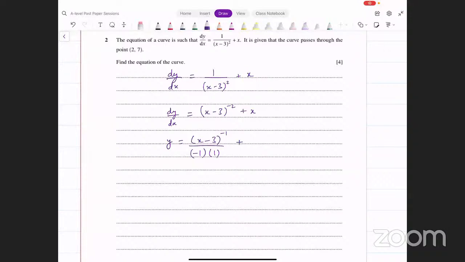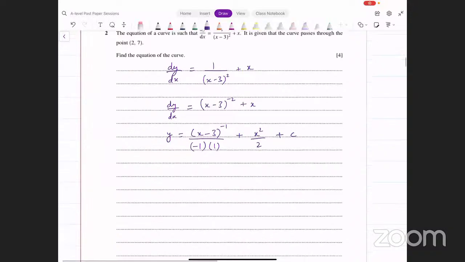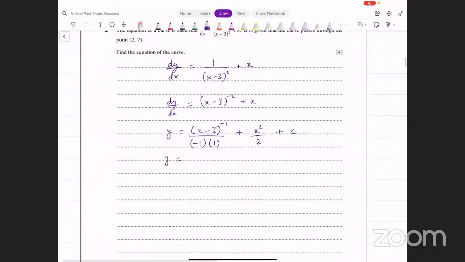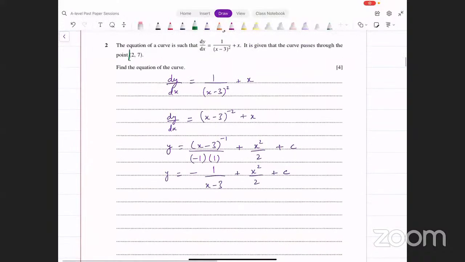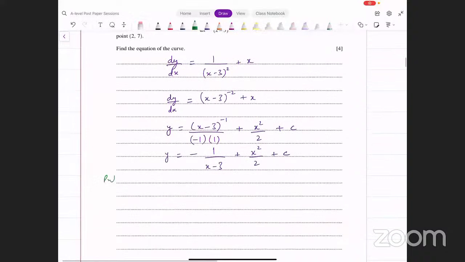Plus the integral of x, that is x square over 2, and then we have a plus c after that. Okay, this plus c has come. Let's simplify this. On simplifying, what do we get? We get minus 1 over (x minus 3) plus x square over 2 plus c. This is the integral you have got. Now what will we do? You have been given a point. You're going to input that point there and find the value of c.